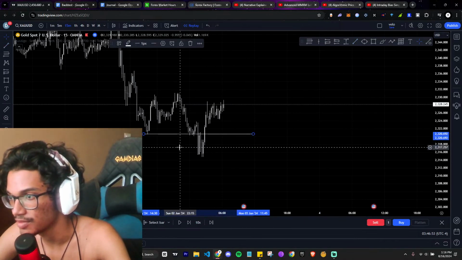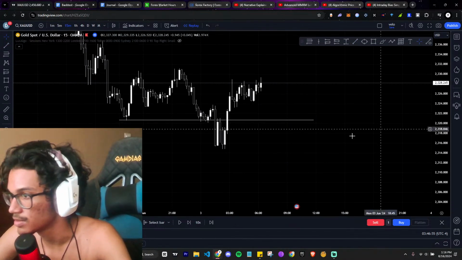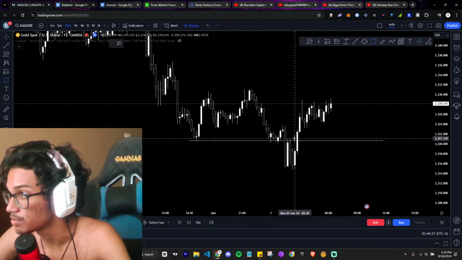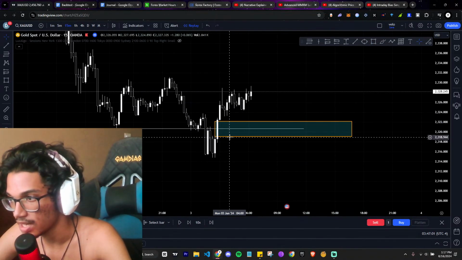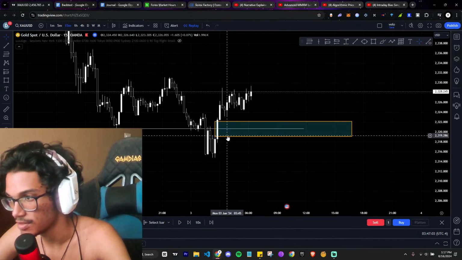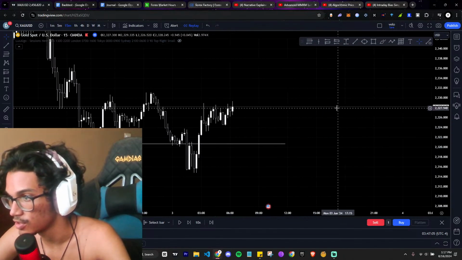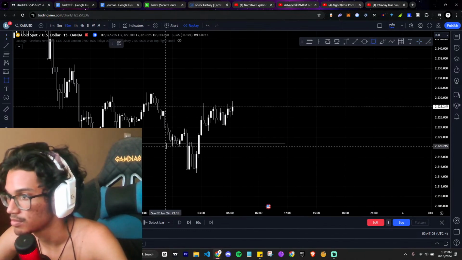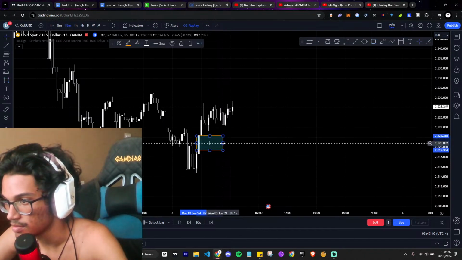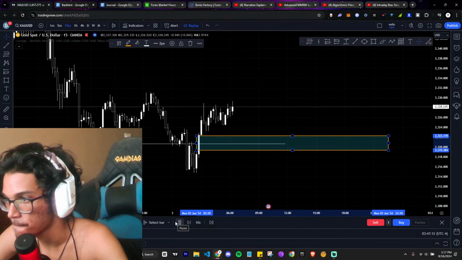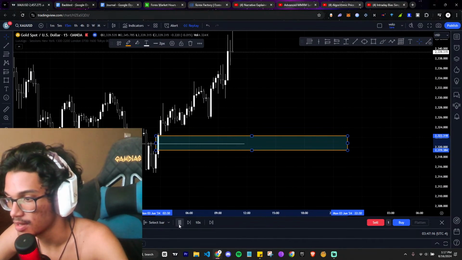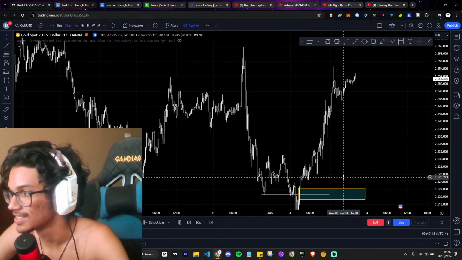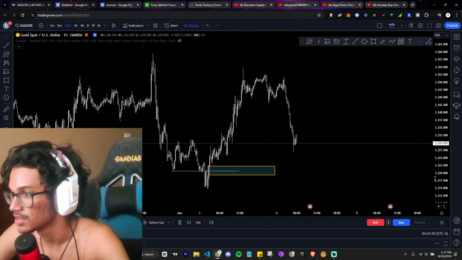But right here, we have this sweep. We have a displacement above. I'm not trying to take this. This would be a very risky fair value gap to entry off, because at this point, if it's below, in my opinion, it's just basically trying to mess you up. So let's see if it plays out. It sweeps liquidity after this and just continues without you. That's crazy.